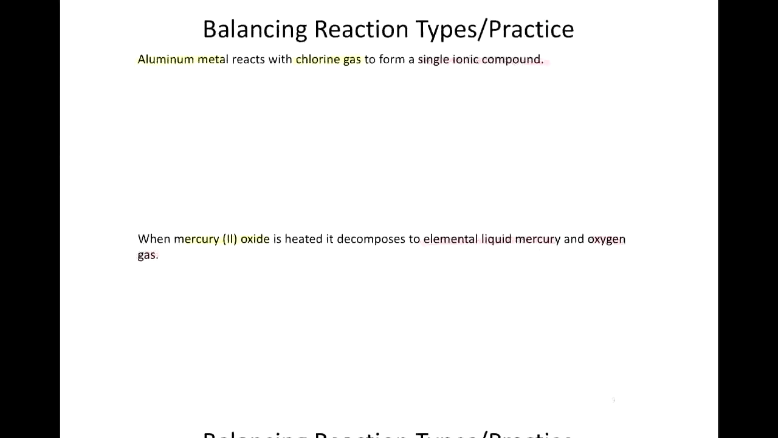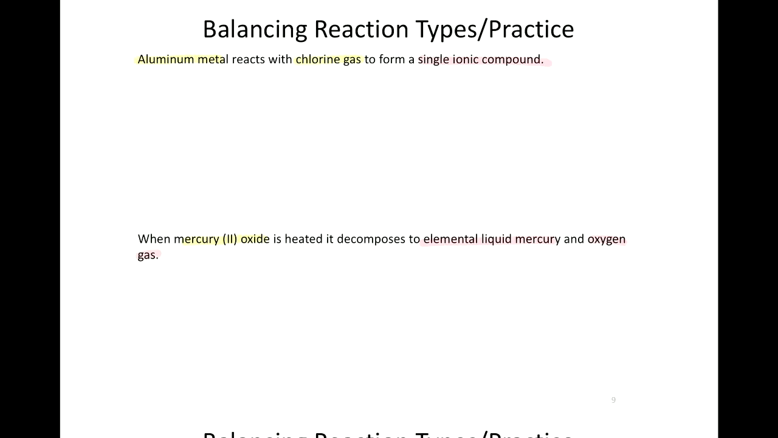Okay. So balancing reactions. The idea here is you need to identify first using subscripts where appropriate, then balance the atoms using coefficients. So this is the hardest part, reading and then writing the chemical formula. So aluminum metal reacts with chlorine gas to form a single ionic compound.